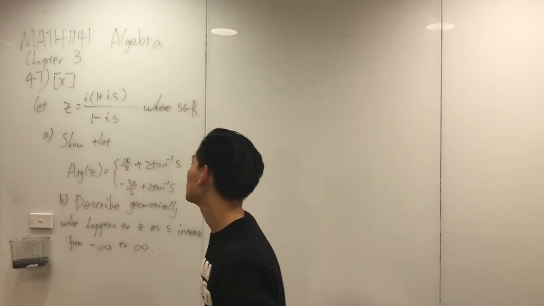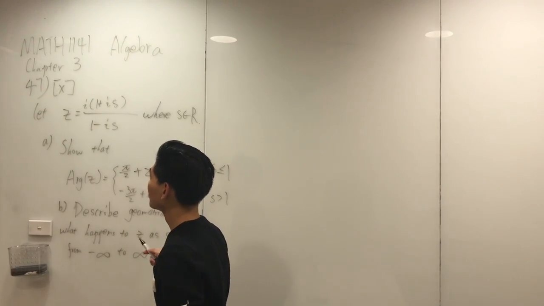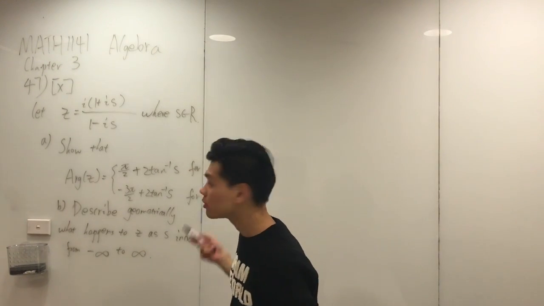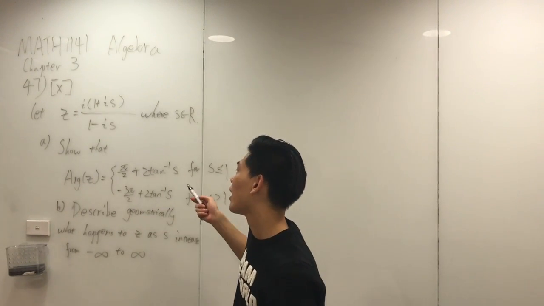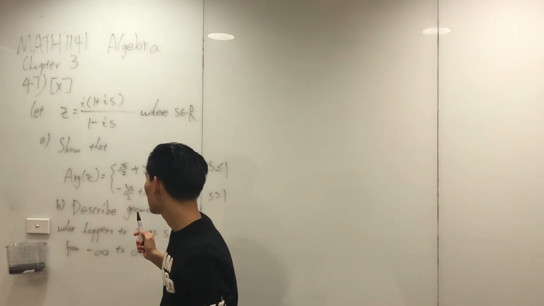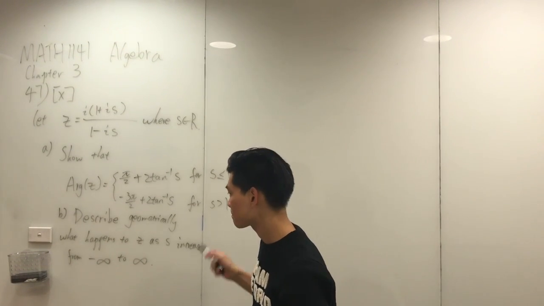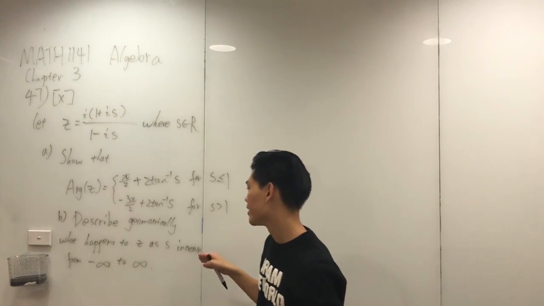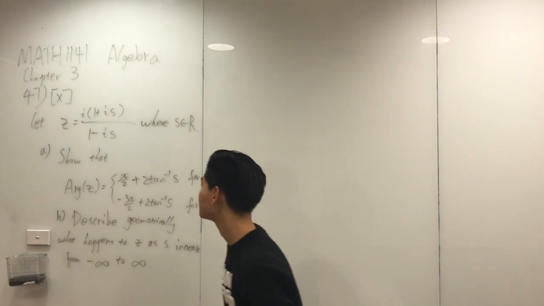Now let's read the question. Let z equal i multiplied by (1 + is) divided by (1 - is), where s belongs to the real numbers. So s is a real number. Now show that arg z equals either pi/2 + 2 inverse tan s for s less than or equal to 1, or negative 3pi/2 + 2 inverse tan s for s bigger than 1. And the second part is describe geometrically what happens to z as s increases from negative infinity to infinity.